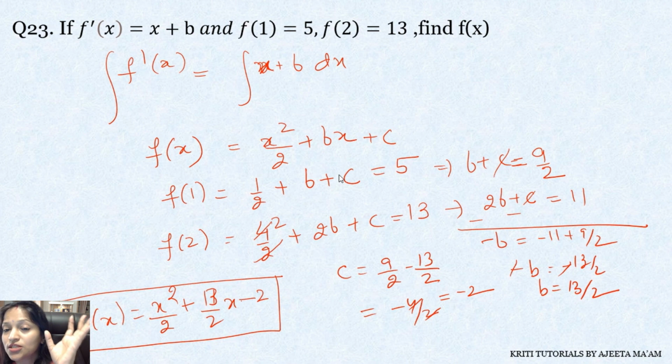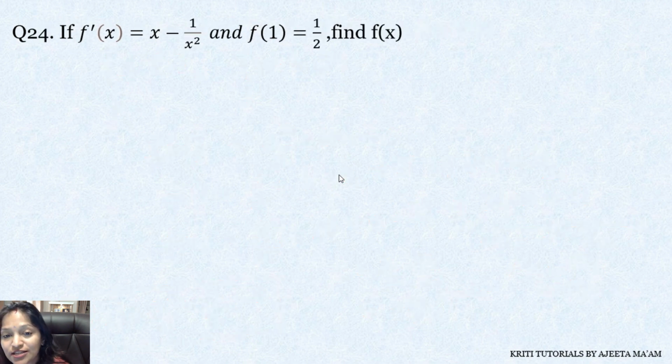These questions are very important because they are based on critical thinking and are competency based. So you have to solve these questions very nicely. Okay, now let's move on to the next. If f dash x is x minus 1 upon x square and f(1) is given as 1 by 2, you have to find f(x).